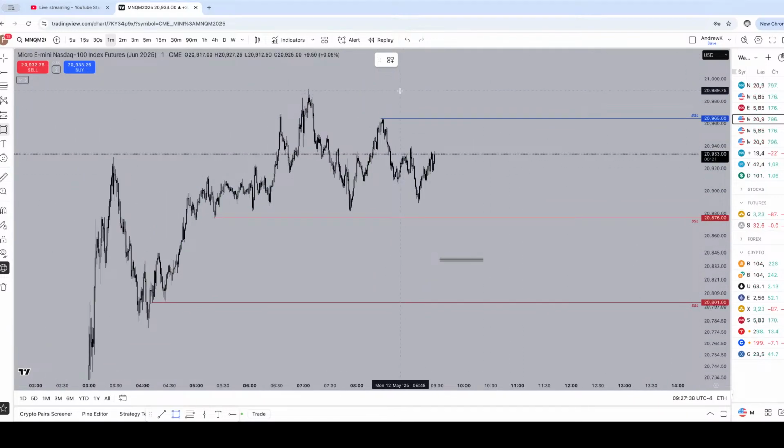So this is what I'm watching. Here's the framework for today. There's four things I'm watching right here. The inefficiency, two liquidities for the sell side and one liquidity for the buy side. Alright, so we're going to study what this macro did.